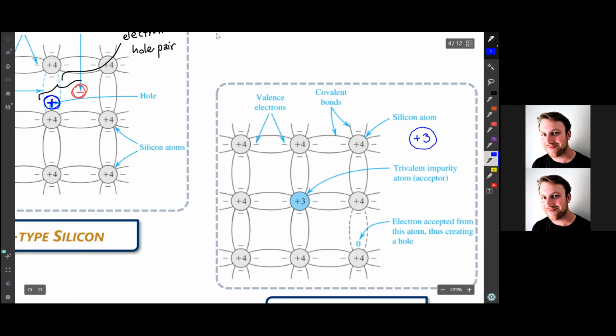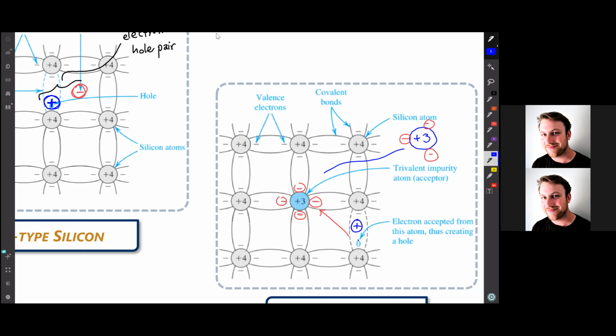Anyways, so we have an acceptor which has 3 valence electrons. When that acceptor shows up in our semiconductor, it goes into the lattice and forms those 4 covalent bonds. However, it only had 3 electrons to begin with. So it will actually pull an electron away from another covalent bond and leave in its place a hole.